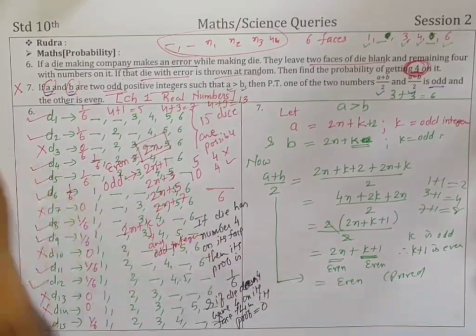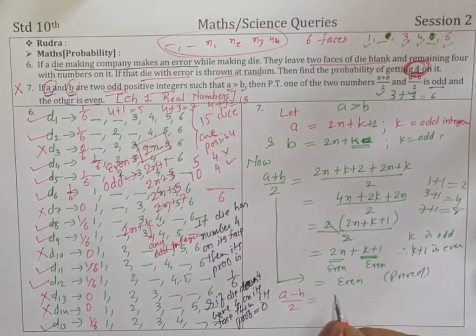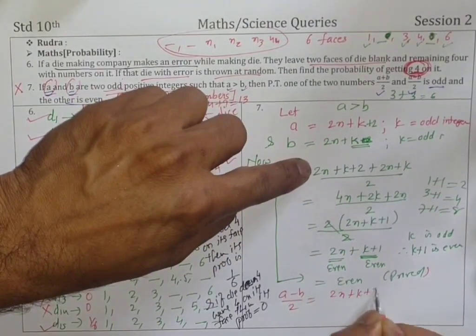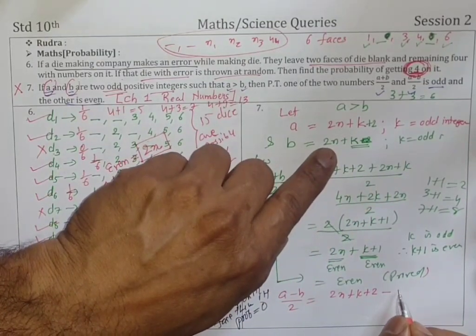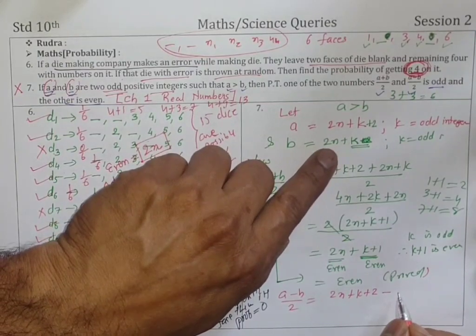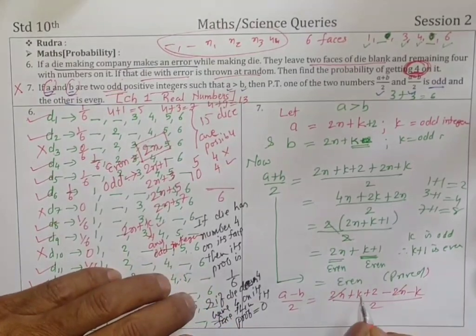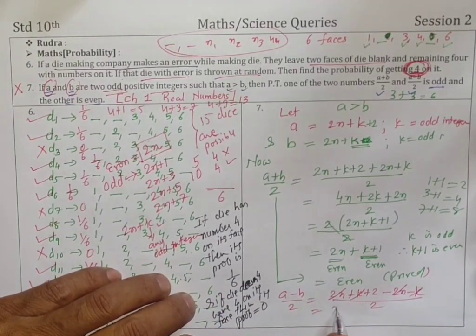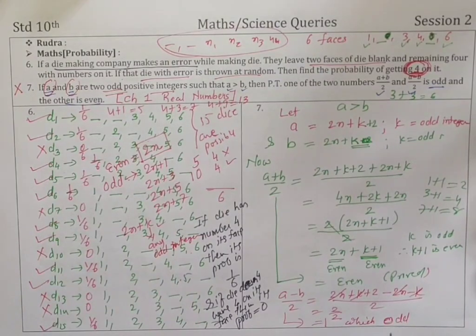Now you have to prove that A minus B by 2 is what? Now A is 2n plus k plus 2 minus B. Now I have to write in brackets, there is no space, so I am opening the bracket directly. So this minus 2n minus k, whole upon 2. This cancels, and you got 2 upon 2, 1, which is odd. So here A minus B by 2 is odd. Proved. Is that clear, children?